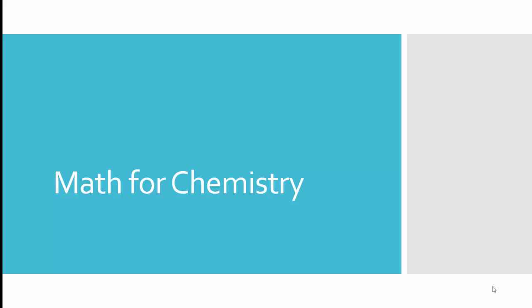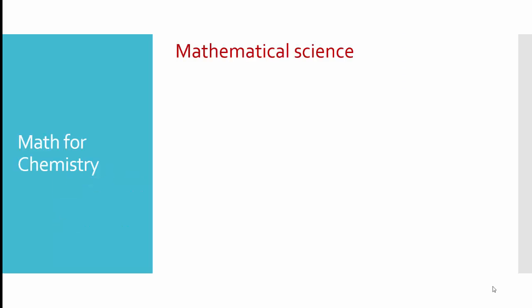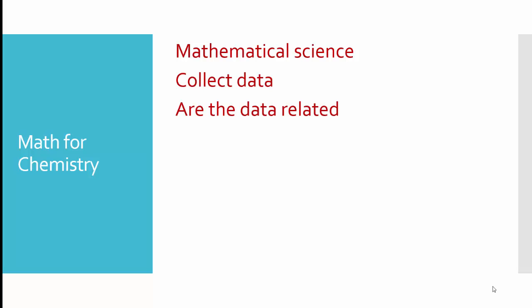This will be the final video for section 1, the math or chemistry section, and this video is on graphing. As I've said ad nauseum, chemistry is a mathematical science, and one of the things we do in chemistry is we like to collect data. Once we collect data, we need to ask the question, are the data related?